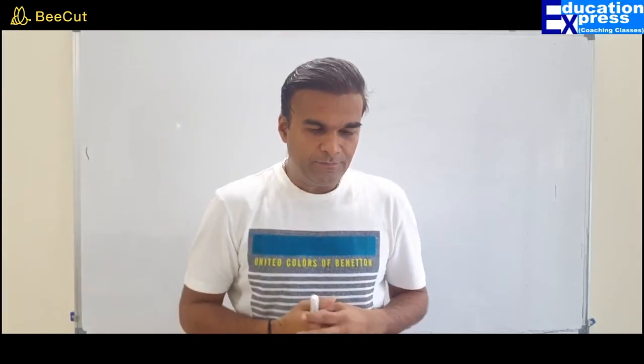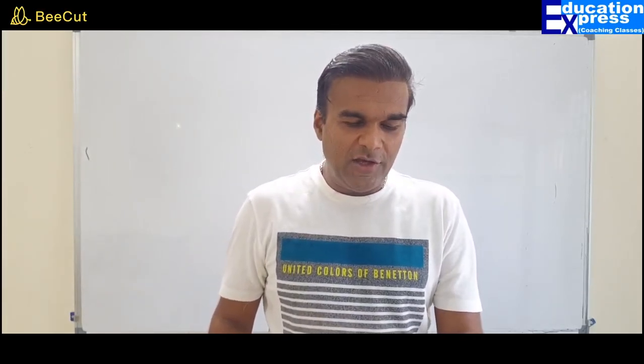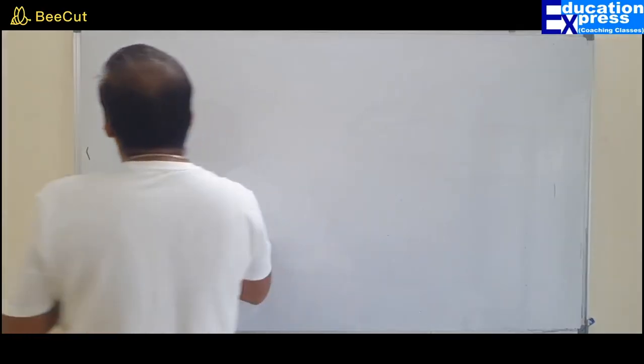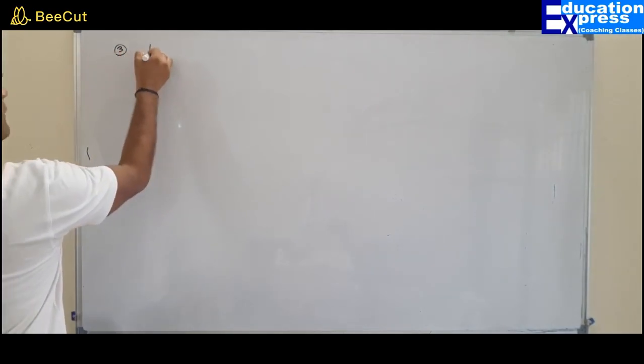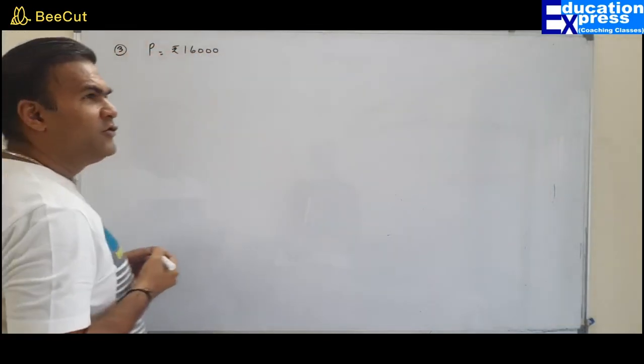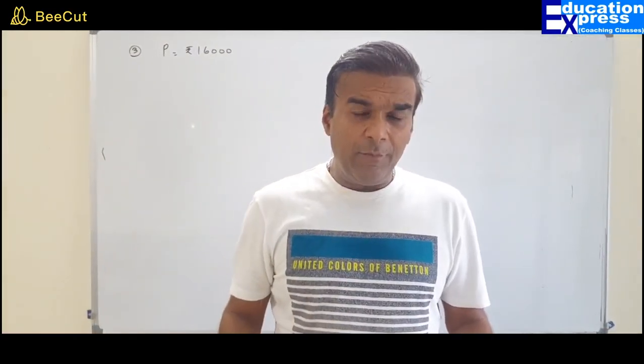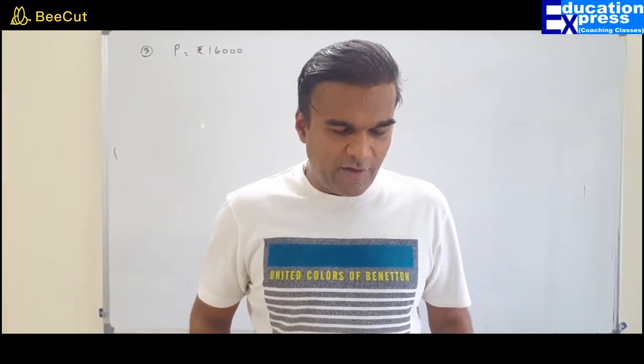Number 3. A man borrowed 16,000 rupees for 3 years under the following terms. So, question number 3. Principal, he borrowed 16,000 rupees. What is the tenure? It is 3 years. Now what is the instruction given to us in the question?